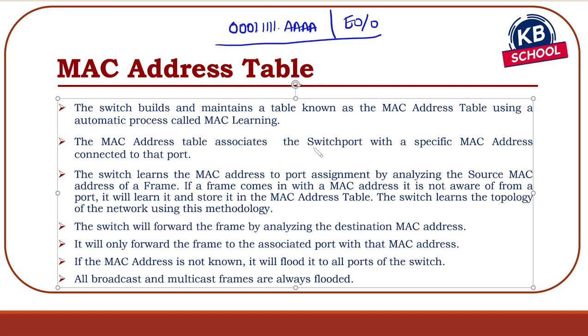The switch learns the MAC address to port assignment by analyzing what part of the address? The source MAC address of the frame. If a frame comes in with a MAC address it is not aware of from a port, it will learn it and store it in the MAC address table. The switch learns the topology of the network using this methodology. So by doing this, I'll eventually learn about all the different devices that are connected to the switch.